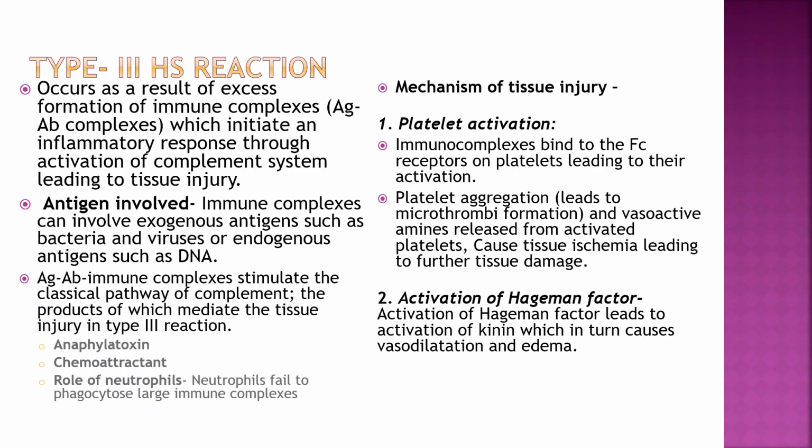Mechanism of tissue injury. First is platelet activation. Immune complexes bind to Fc receptors on platelets, leading to their activation. Platelet aggregation leads to microthrombi formation, and vasoactive amines released from activated platelets cause tissue ischemia, leading to further tissue damage. Activation of Hageman factor leads to activation of kinin, which in turn causes vasodilatation and edema.